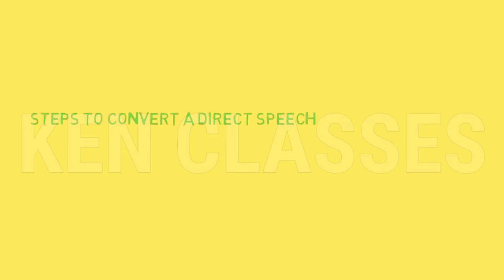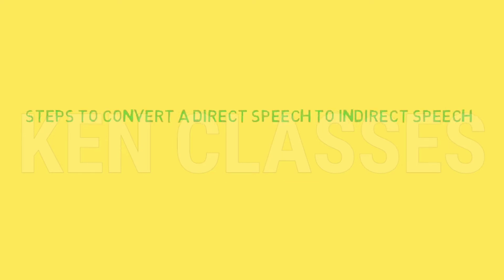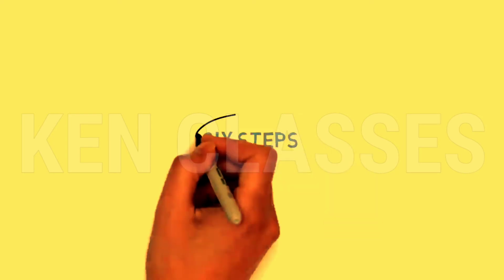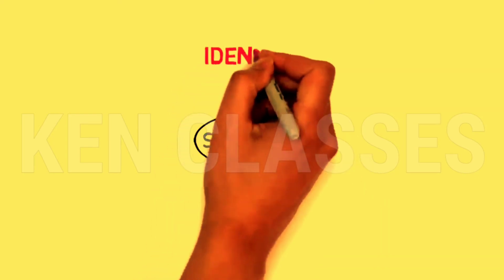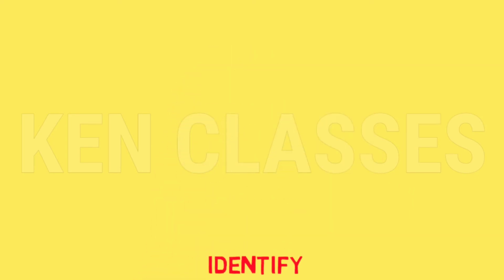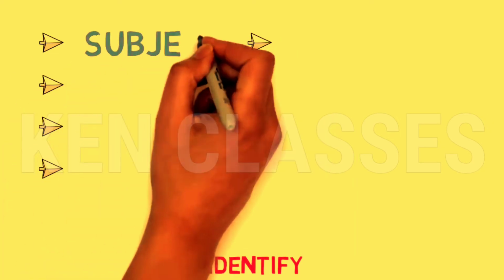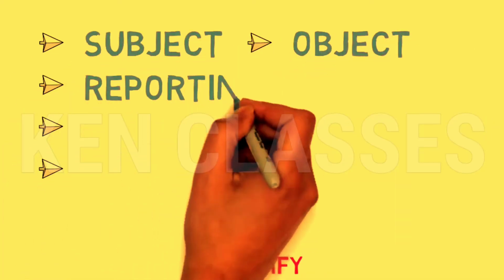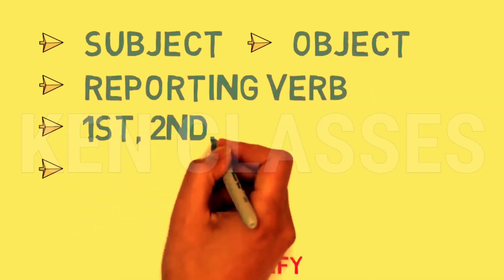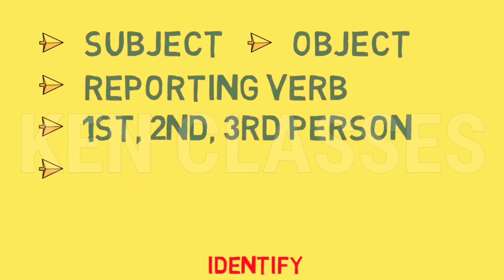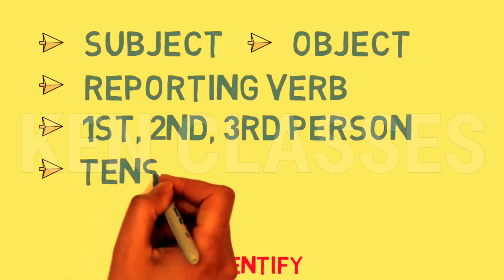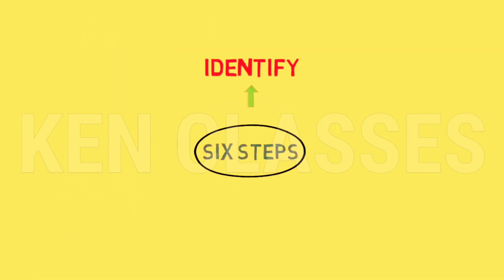Now let's understand the steps to convert a direct speech to indirect speech for statements or simple sentences. The first step is to identify. This is the most important step. You need to identify five things here: subject, object, reporting verb, first person, second person and third person in the reported speech. And if the reporting verb is in the past form, then the tense of the reported speech.